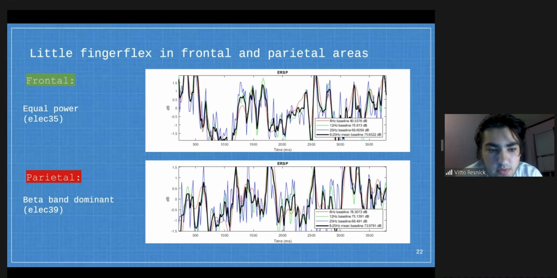Now, as opposed to the thumb, we look at the little finger flex. For the frontal lobe, we observed no significant bands and equal power among the different frequency bands. For the parietal lobe, we saw a dominant beta band. These are just examples to show how we can qualitatively make claims about the attention states based on beta bands and alpha bands that we observe, but there's no statistical verification or significance checking here.